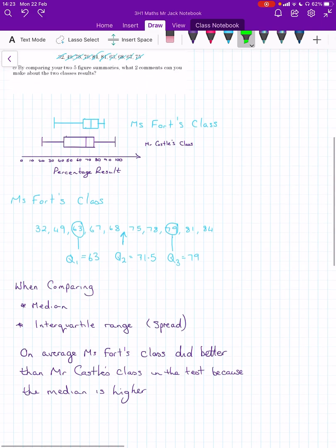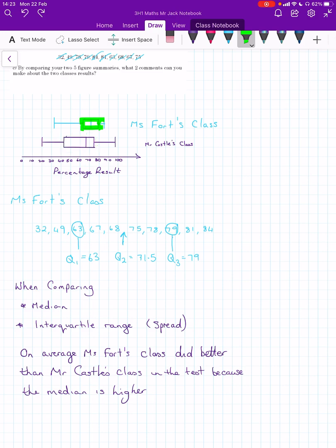The next thing we can look at is the spread of the data. So what does the interquartile range tell us? Well, look at how big this box is by comparison to how big this box is. Which box is more spread out? Hopefully you can see it's Mr. Castle's box. Yeah, Mr. Castle's box is much bigger. It's spread out over a larger area.